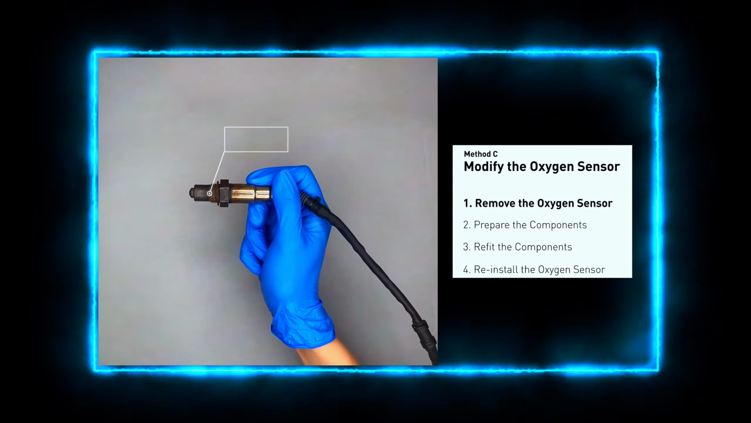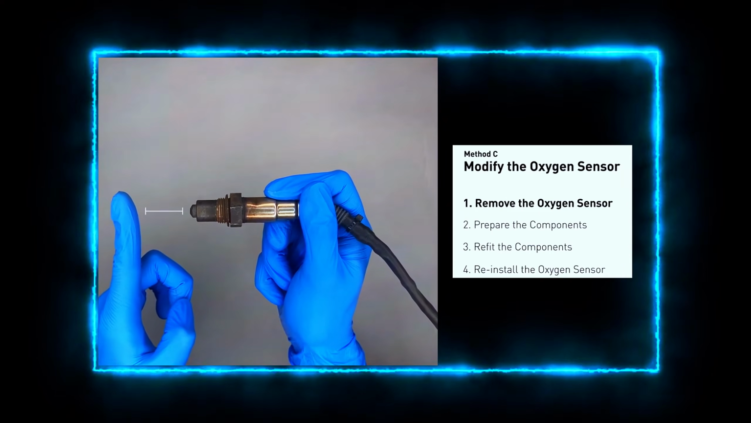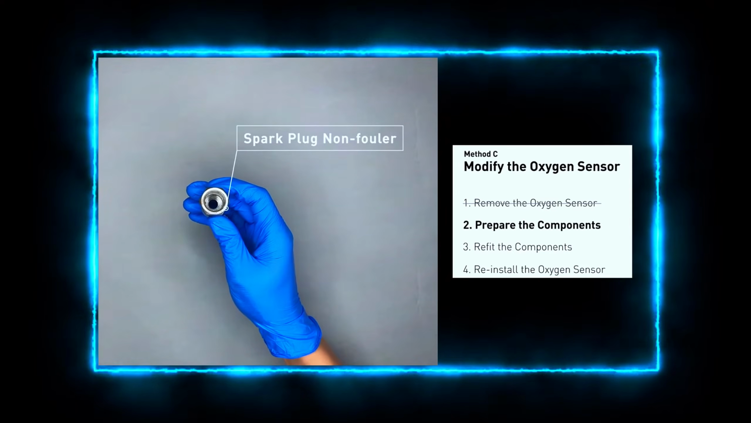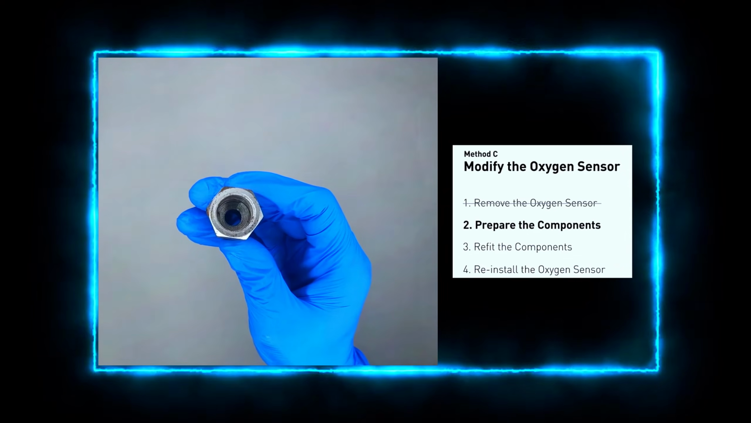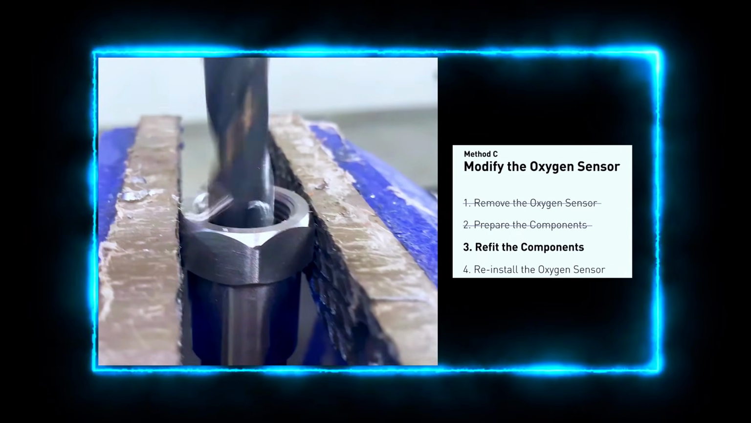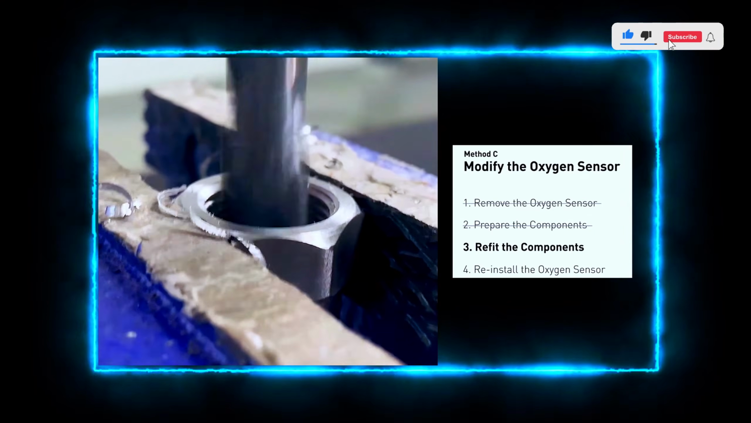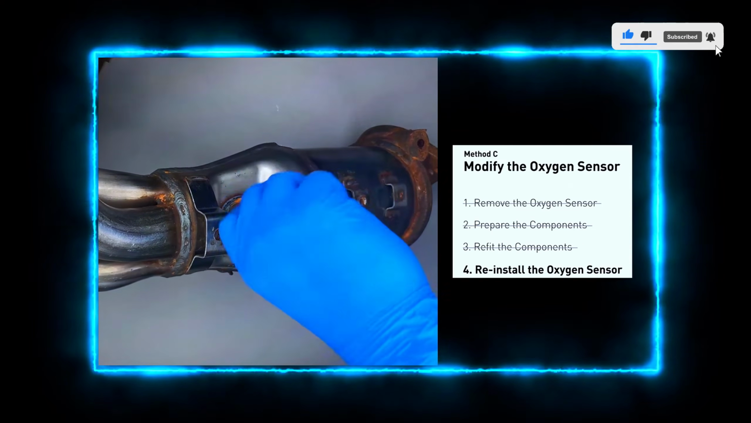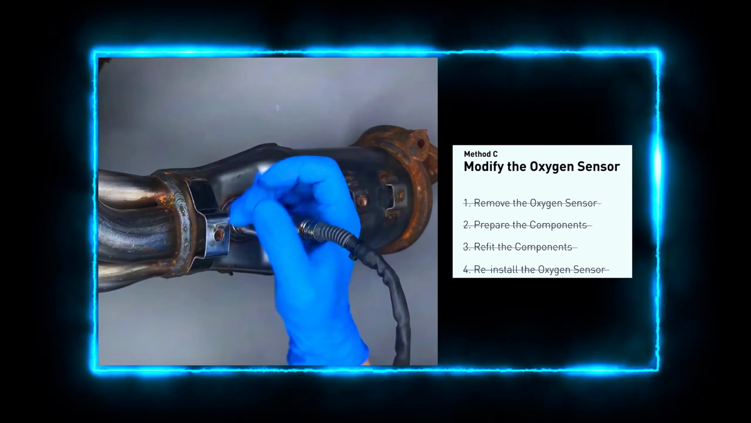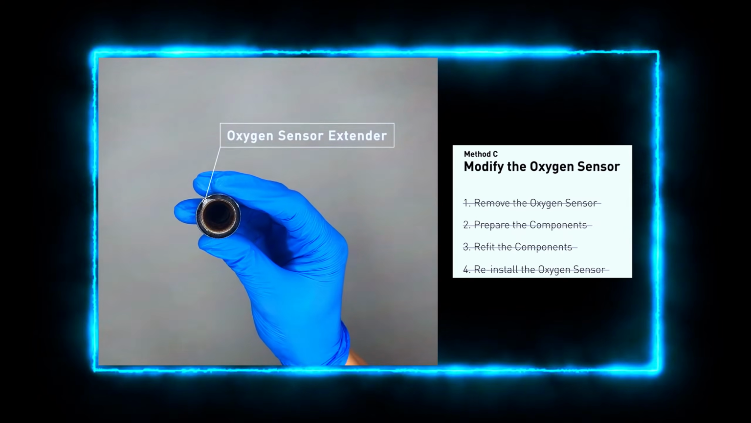You can remove the oxygen sensor from the converter and fix P0420 by putting an extra space between the sensor and the converter. First, get a spark plug non-fouler and then use a 1/2-inch drill to refit it. By doing this, the spark plug non-fouler now has enough space to fit into the oxygen sensor. Put them together and put them back on the catalytic converter. If you find refitting the component too complicated, you can also get parts like an oxygen sensor extender or oxygen sensor socket to create that space.